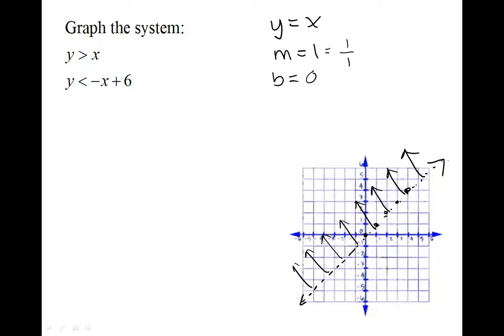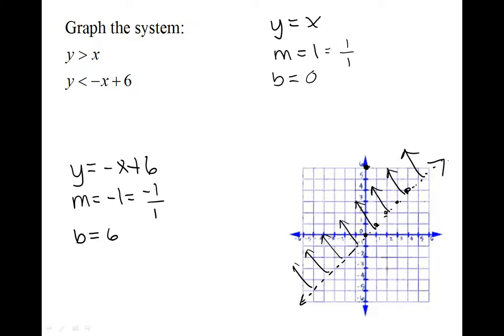Okay? Now let's go ahead and look at our second inequality. Y less than negative x plus 6. So if we looked at the equation y equals negative x plus 6, your slope is negative 1, which equals negative 1 over 1, or you could have a 1 over negative 1. You have a y-intercept of 6. That's going to take me off my little graph here. I'm sorry. But, well, not quite. We have enough room, okay? So my y-intercept is 6.